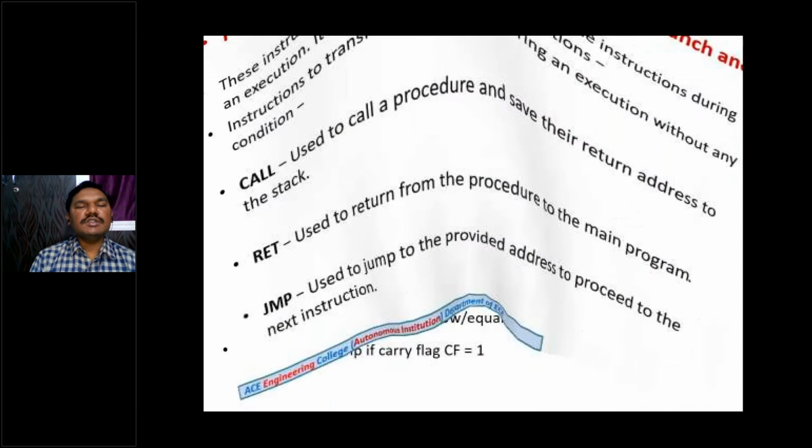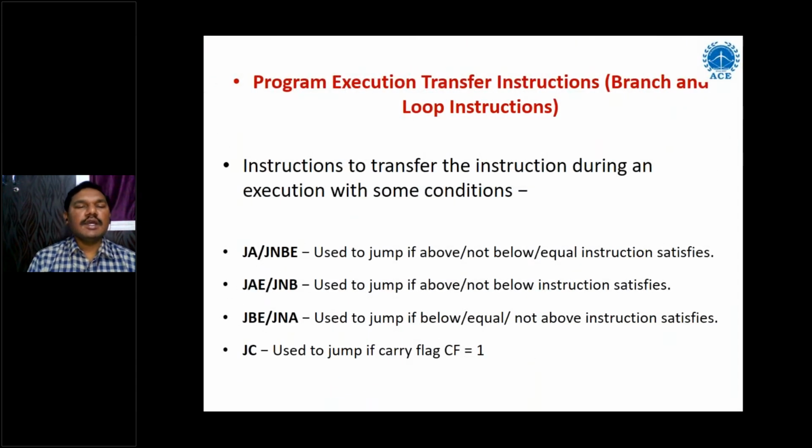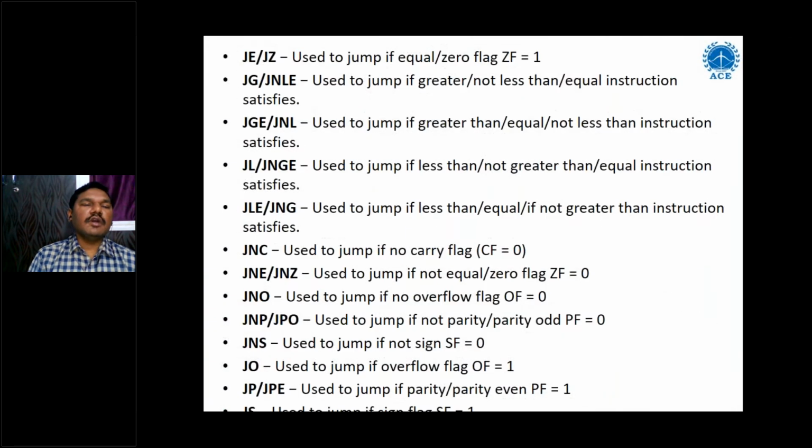Whereas with conditional instructions, the condition is tested. Suppose I take JC: it jumps if the carry flag equals 1. This instruction helps us jump to the required location if there is a carry. If we take JNC, jump to the location if there is no carry. Jump if not equal. Jump if equal. Jump if there is no sign bit. All these conditions are based on the status of the flag register.